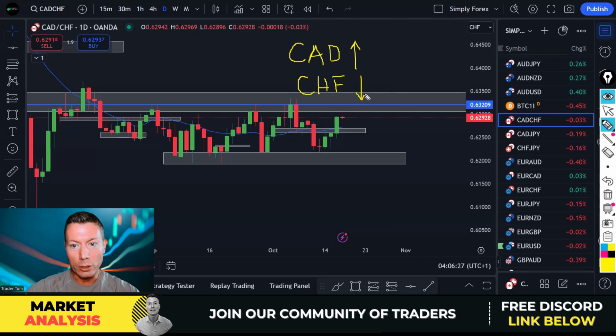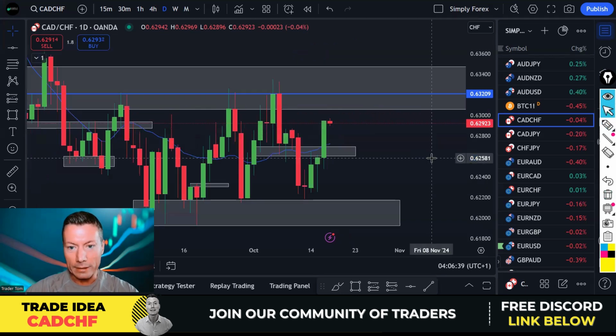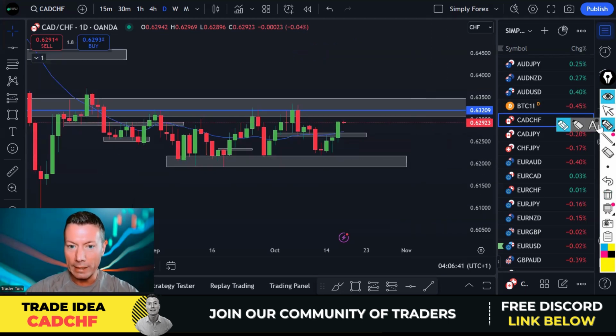Okay, so there's no surprises that my first trade idea that we're going to look at is Canadian dollar Swiss franc, and we're looking to buy it, right? So let's start here, guys. If we start on the day chart with Canadian dollar Swiss franc, you can see price has been pretty much sideways, right? This is how it's been trading. But we're basically in a range, okay? And we're ranging from here up to here.